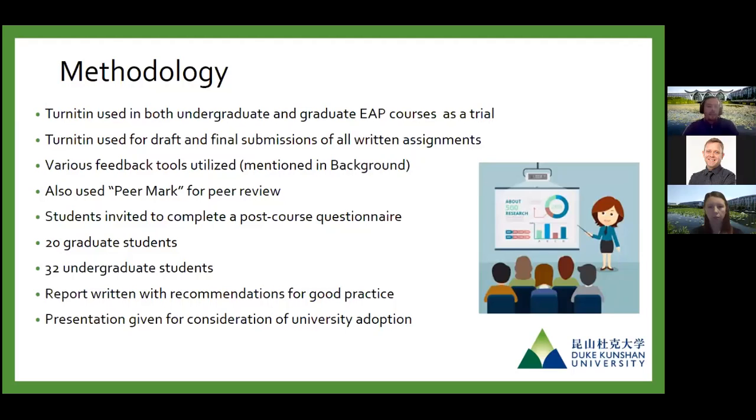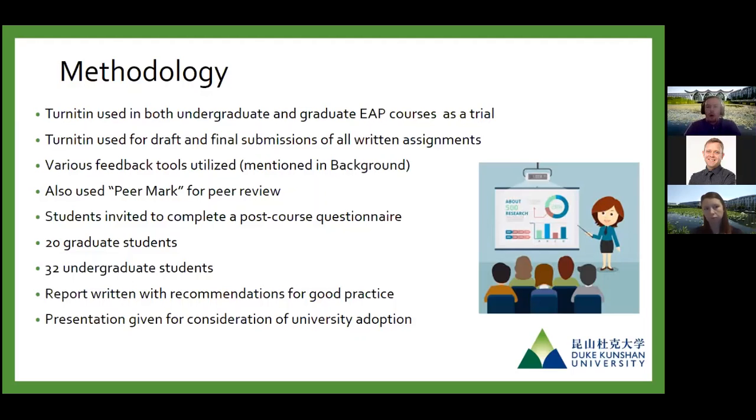Based on what we did for our context at our university, obviously we'll share our results with you today, but in terms of the trial, we're trying to see if this is something that's going to be useful for the whole university. So we have written reports for the university in terms of areas of potential good practice, and we've also given presentations on this to the wider faculty at the university.